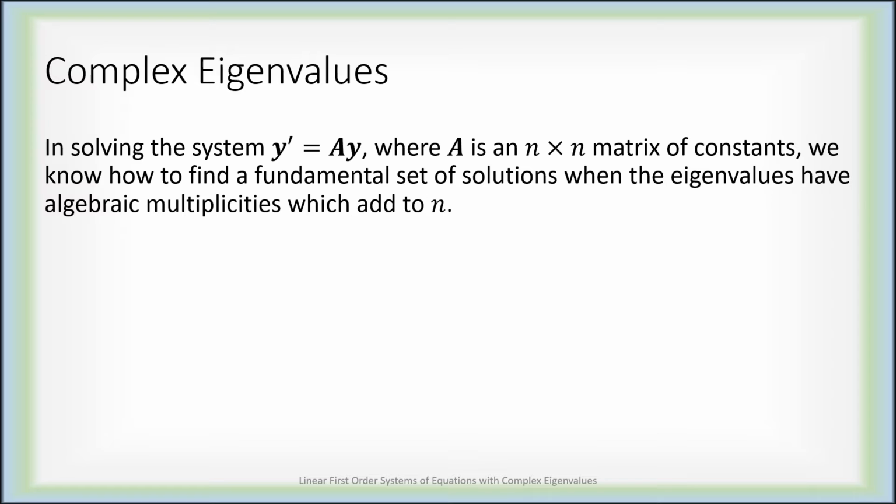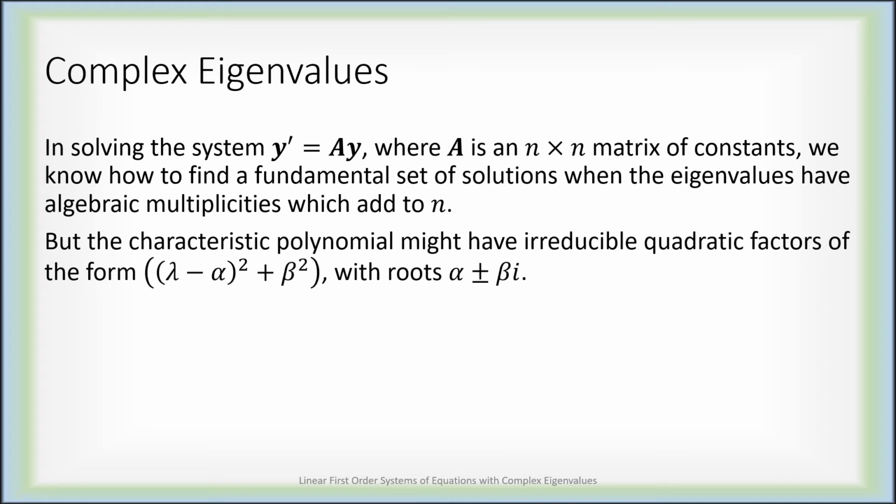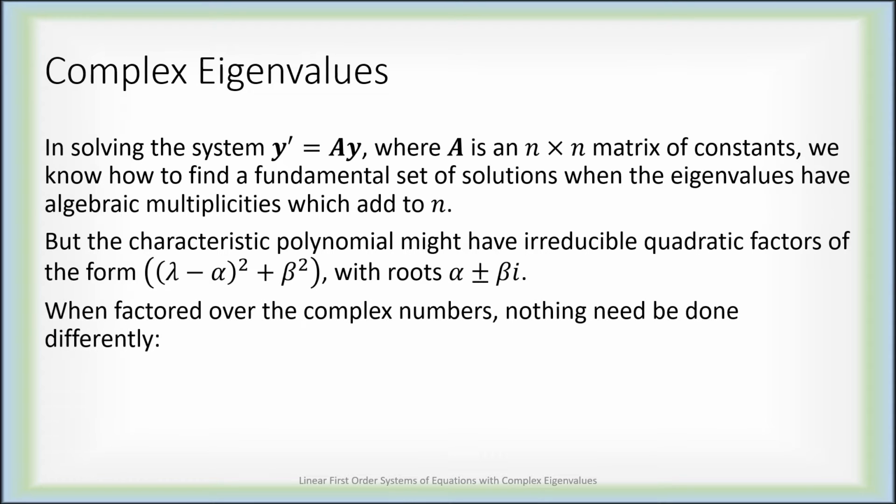constants, we know that what we need to do is find a fundamental set of solutions. The eigenvalues have algebraic multiplicities that add to n. But the characteristic polynomial might have an irreducible quadratic factor, something of the form (lambda minus alpha) squared plus beta squared, which corresponds to roots of the form alpha plus or minus beta i. When factored over the complex numbers, however, everything works just like we've been doing.